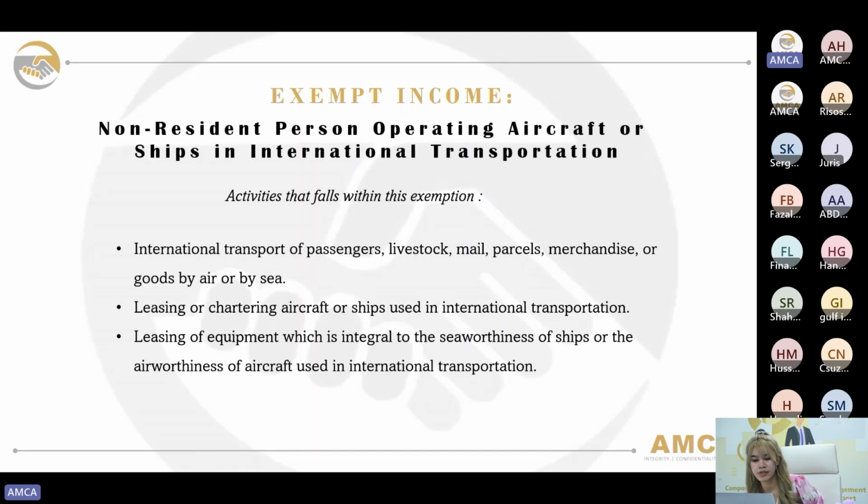The activities that fall within this exemption include international transport of passengers, livestock, mail, parcel, merchandise, or goods by air or by sea. It also includes the leasing or chartering of aircraft or ships used in international transportation, as well as the leasing of equipment which is integral to the seaworthiness of ships or the airworthiness of aircraft used in international transportation. Aside from this, the exemption applies only if the UAE resident in a foreign jurisdiction will have an equivalent exemption or exclusion from a tax that is similar in character to corporate tax by the country in which the non-resident person resides. Again, this refers to the reciprocity principle that I have mentioned a while back.